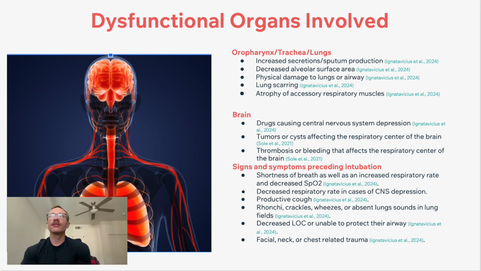In these systems, you can have increased secretions or sputum production. You can have decreased alveolar surface area. You can have physical damage to lungs or airway. And then you can have lung scarring or atrophy of the accessory respiratory muscles. Then the brain can also be affected and change the respiratory drive. That is, you can have drugs causing central nervous system depression, tumors or cysts affecting the respiratory center of the brain, or thrombosis or bleeding that can affect the respiratory center of the brain and decrease respirations.